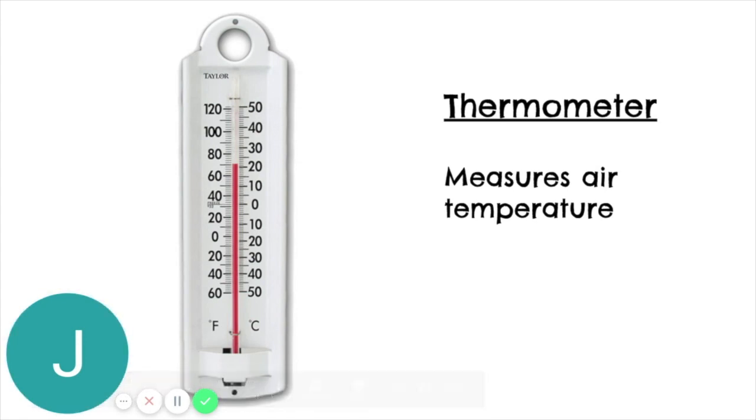This is a thermometer. It measures air temperature. See that red line? It goes all the way up to about 70 degrees Fahrenheit and about 20 degrees Celsius. That red line tells you how hot or cold it is outside.